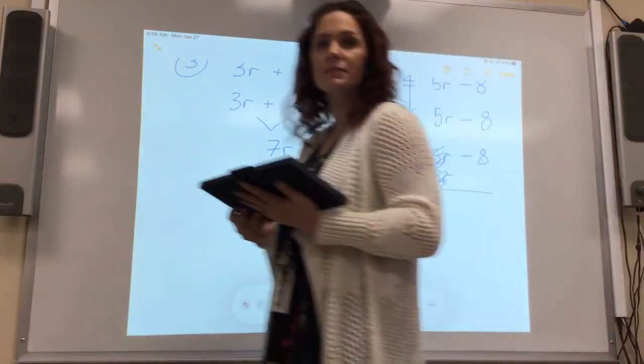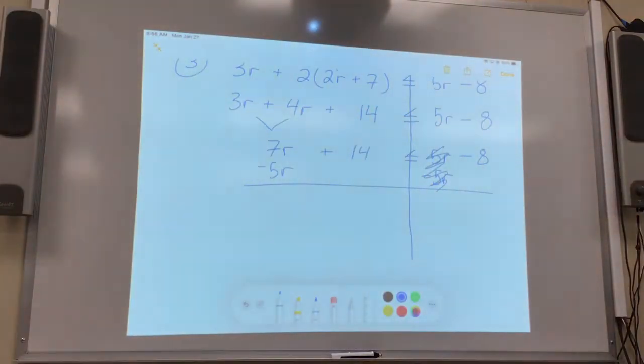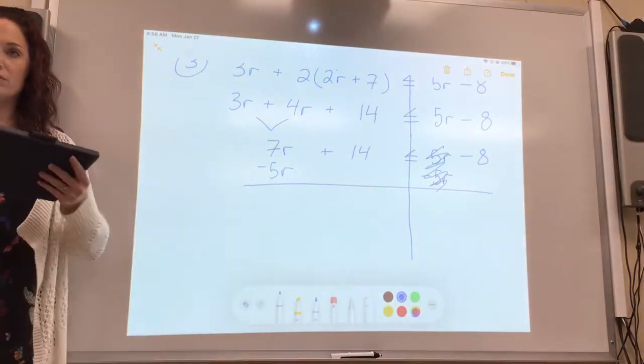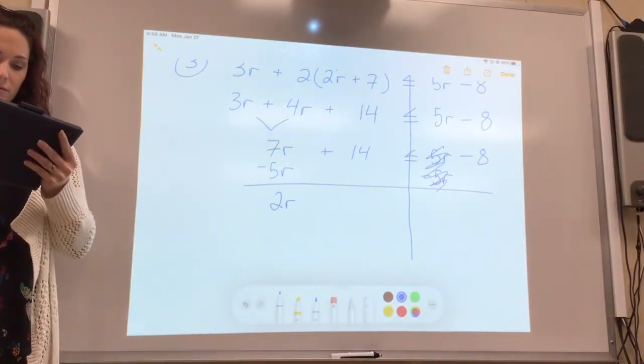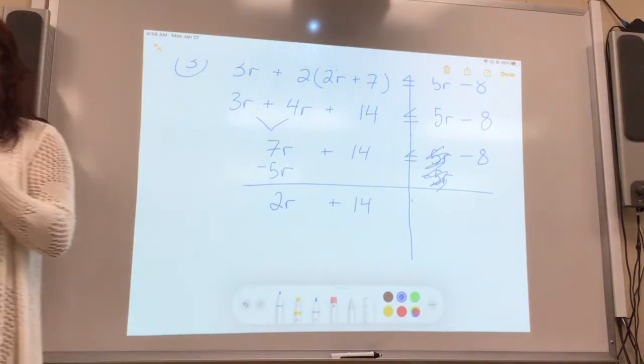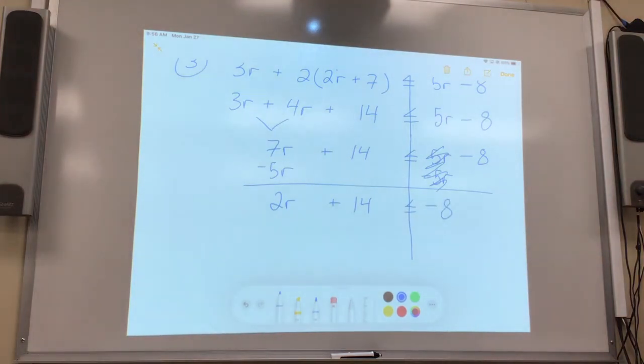What if it was negative 5r? Then you'd have to add it. Okay. So you move it by doing the opposite operation. Yep. So now I end up with 2r plus 14 less than or equal to negative 8. Can you all solve it from there? Yes. Okay, go ahead and work a little bit on your own to finish this one.